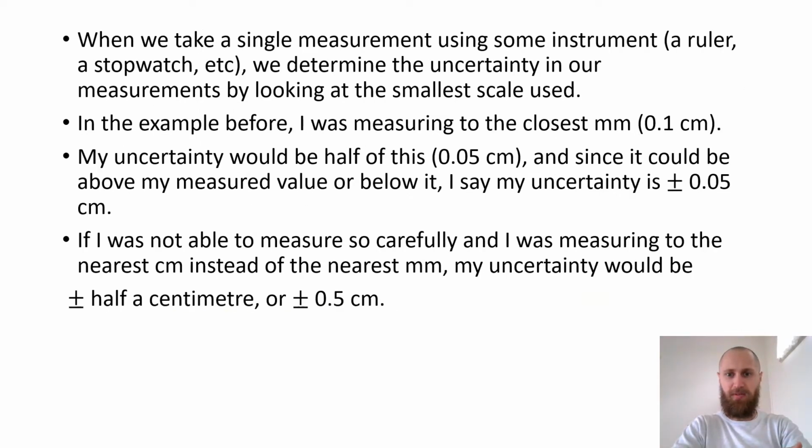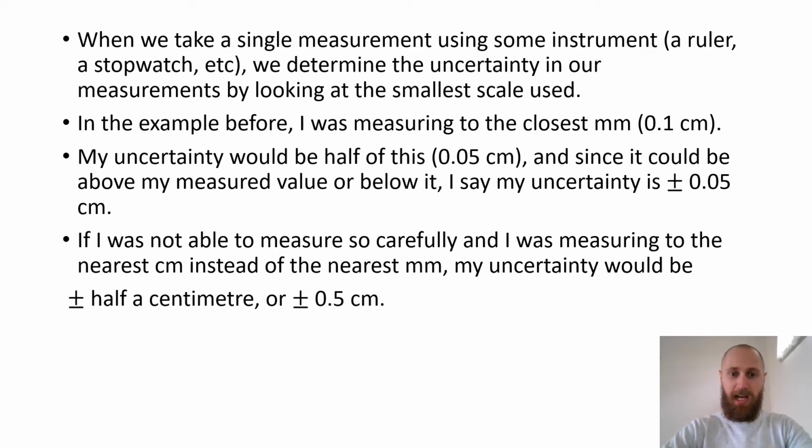So when we take a single measurement using some instrument like a ruler or a stopwatch, we determine the uncertainty in our measurements by looking at the smallest scale that we use. So for the example before, just to repeat, I was measuring to the nearest millimeter, 0.1 centimeters, and so my uncertainty is going to be half of that. It can go up by 0.05 centimeters or down by that much. If it was going more than that, then I would probably up my value from, before I think I used 15.6, so I'd make it 15.7. So the fact that I've got my uncertainty says it's not going to go up by so much. It's going to be within the range that I've set.